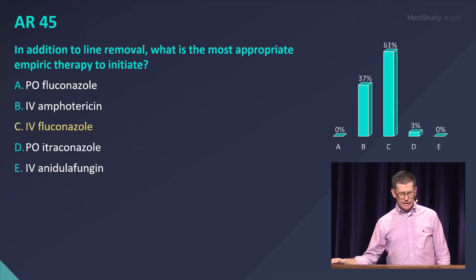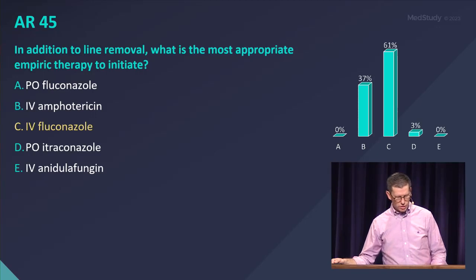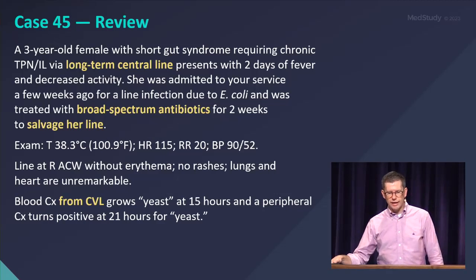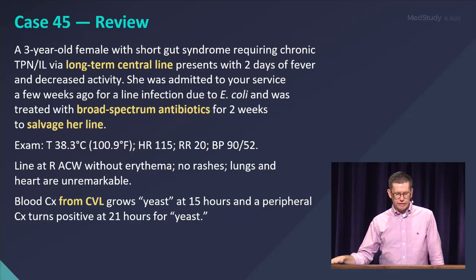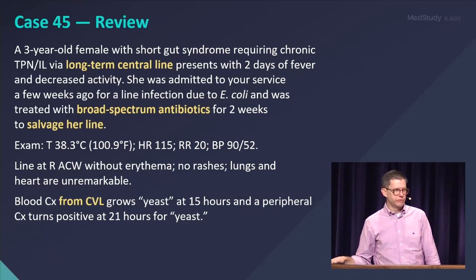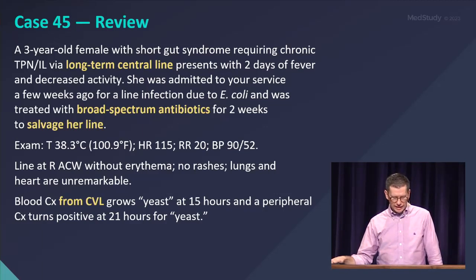All right, so the answer is C, IV fluconazole, which most of you got. So if we look at this, long-term central line, so we get concerned about a line infection. That could be gram-positive, could be gram-negatives, could be yeast. Typically when it's yeast, we tend to remove the lines. The patient has a risk factor for yeast because of broad-spectrum antibiotics that were recently given. And then the CVL grew first, which likely represents line infection as opposed to gut translocation, because the differential time to positivity is more than 2 hours. So the likelihood that the CVL is the source is indicated there.